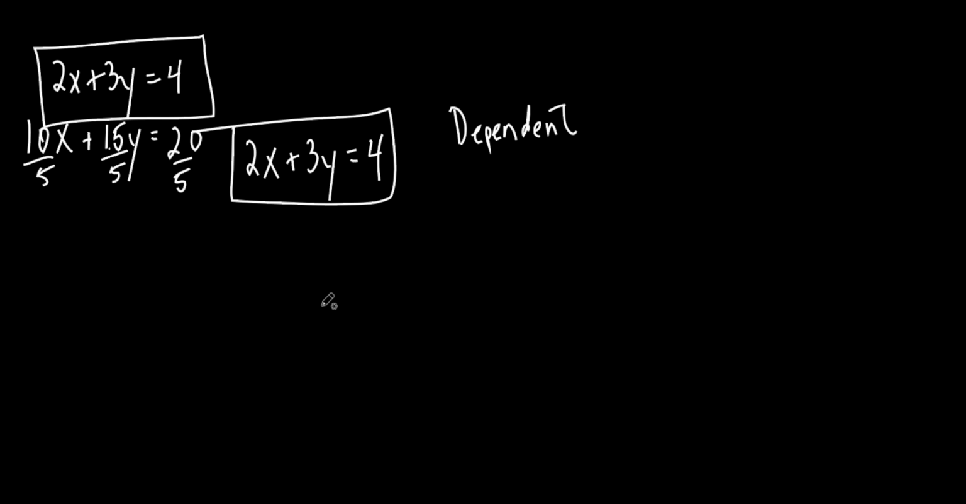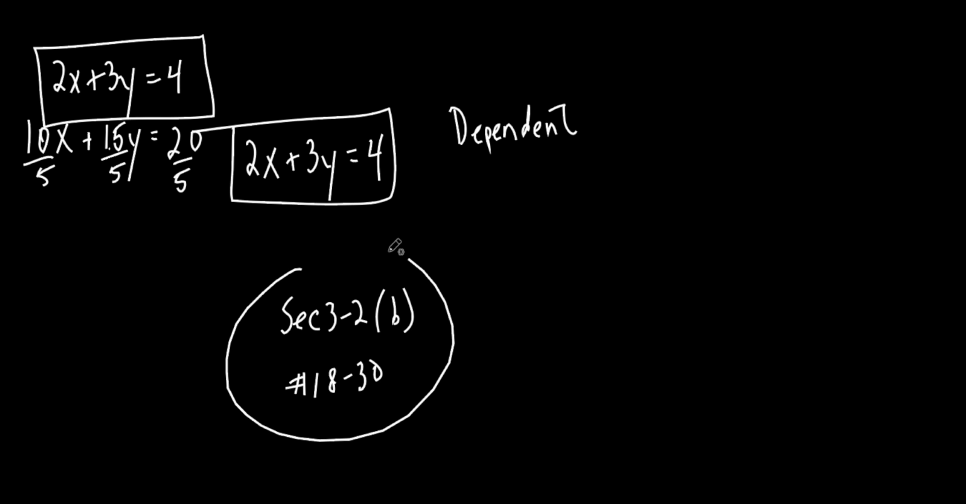Let's do 18 to 30. I think that's what I originally had for today anyway. So I think that works well. So we'll call it section 3-2B, and we'll do 18 to 30. Everybody okay with that? So we won't do up to 14 because you're going to have to do elimination on some of these anyway, this 18 to 30. So you'll get your practice in by doing elimination. All right, so I think that's fine. All right, that's it.